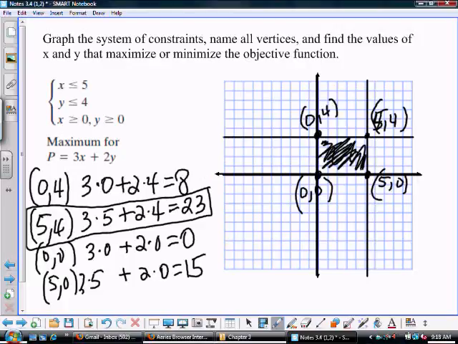Okay, let's do one that's, yes sir. No, and sometimes we go for minimums, so it's not always the same point, it depends upon this function. If this was 1x and 20y, in this case it would be different. So you can't always depend upon it being that one point.